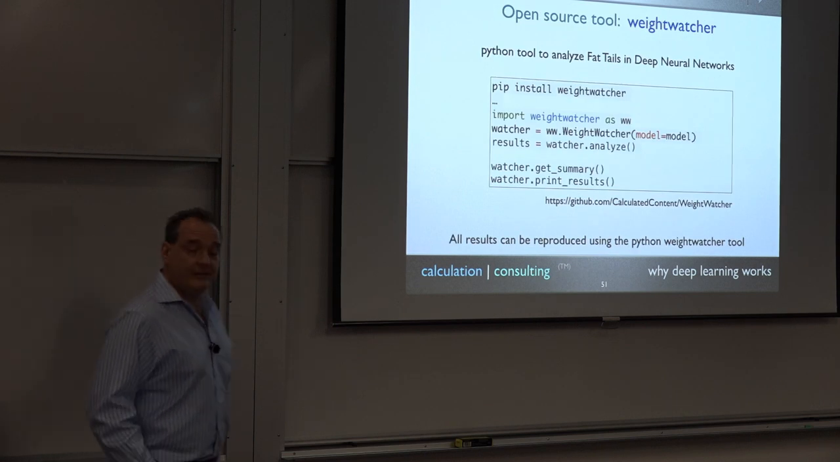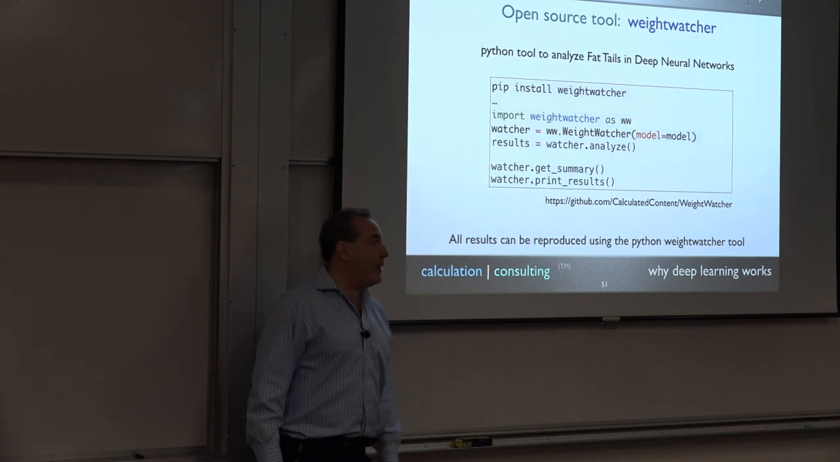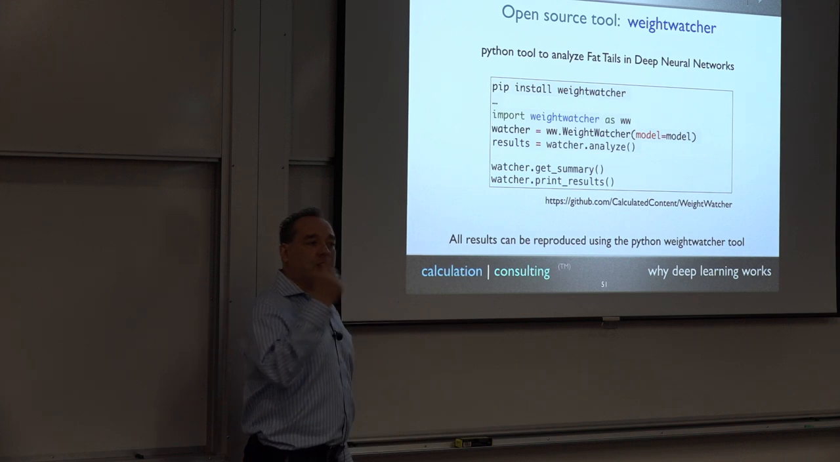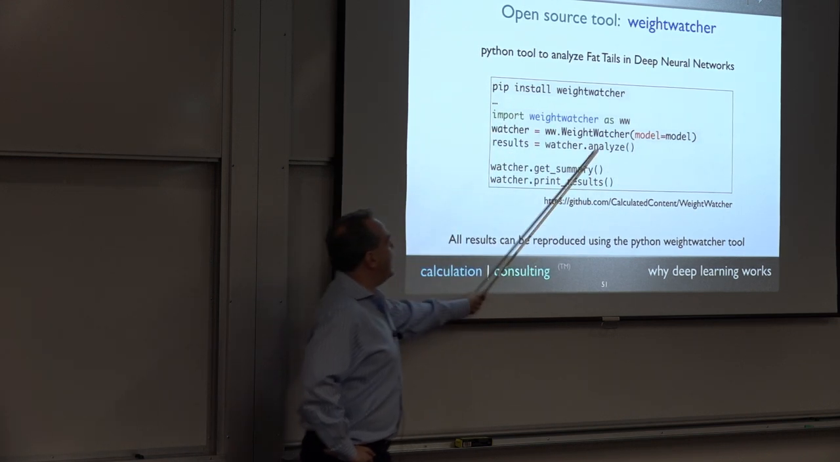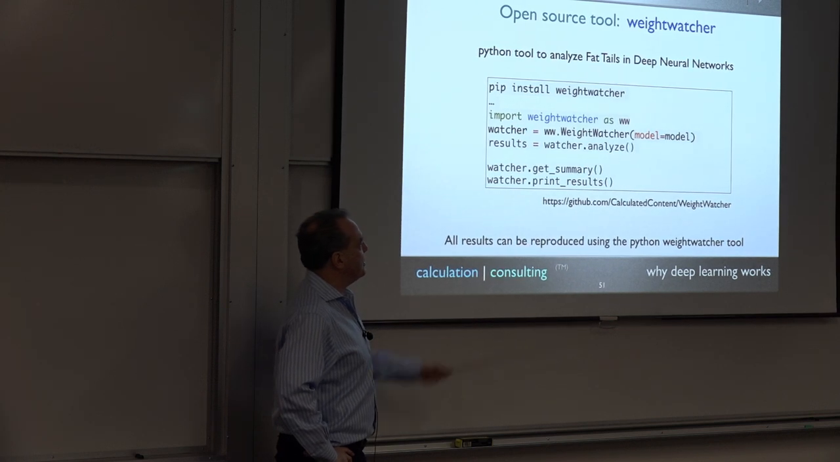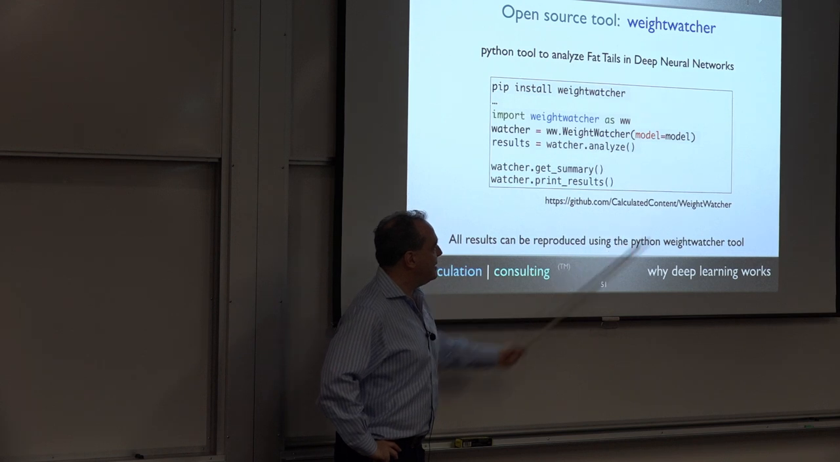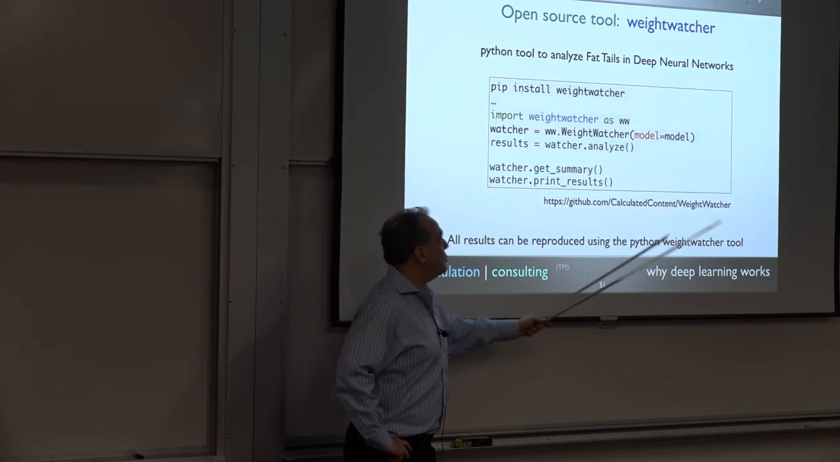And so we wrote a tool. We called it WeightWatcher, because you want to analyze the fat tails in your deep neural network. Pip install WeightWatcher. It works right now, it runs on Keras and PyTorch. You just import it, put your model in, say analyze, and it will give you a summary and present the results. It's also available on my blog on GitHub called Calculated Content, the Calculation Consulting blog. So github.com, calculated content, WeightWatcher.